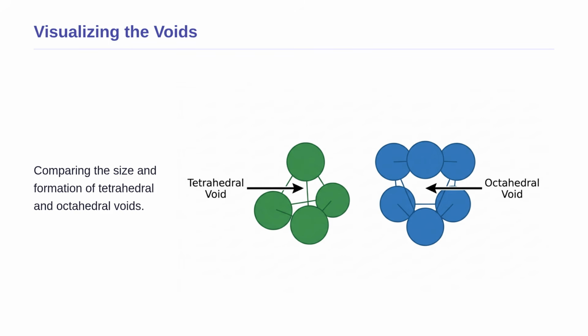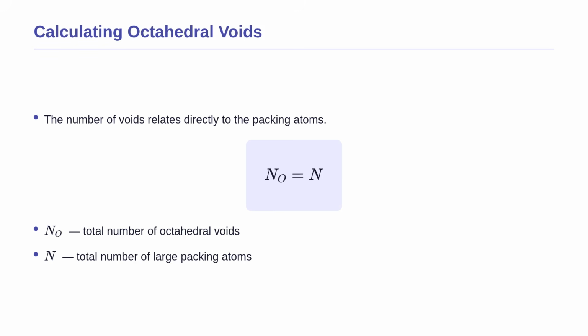Before we move on to the math, let us see this with a concrete visual. On the left, you can see the tetrahedral void. Notice how small it is, trapped tightly between only four touching spheres. In contrast, look at the octahedral void on the right. It is noticeably larger because it is formed by a gap between six surrounding spheres. If a cation is too large for its void, it will force the packing atoms apart and destabilize the entire crystal.